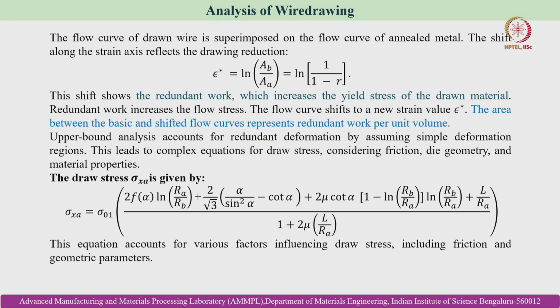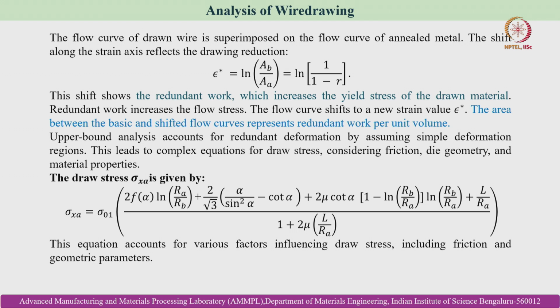So the flow curve shifts to a new strain value, that is epsilon asterisk. The area between the basic and the shifted flow curves represents redundant work per unit volume. The upper bound analysis accounts for redundant deformation by assuming simple deformation regions. This leads to complex equations for draw stress considering friction, die geometry and material properties.